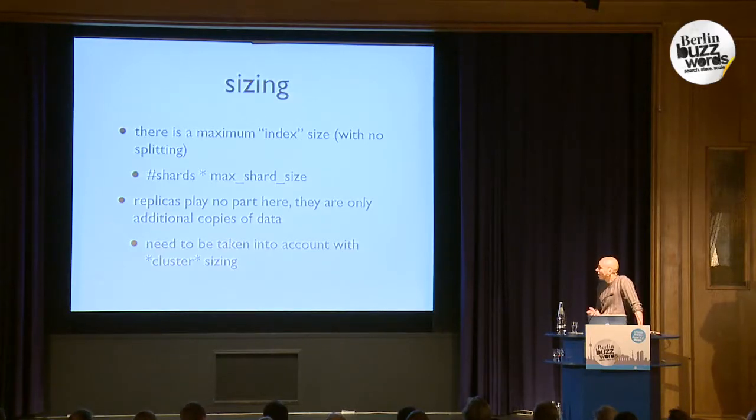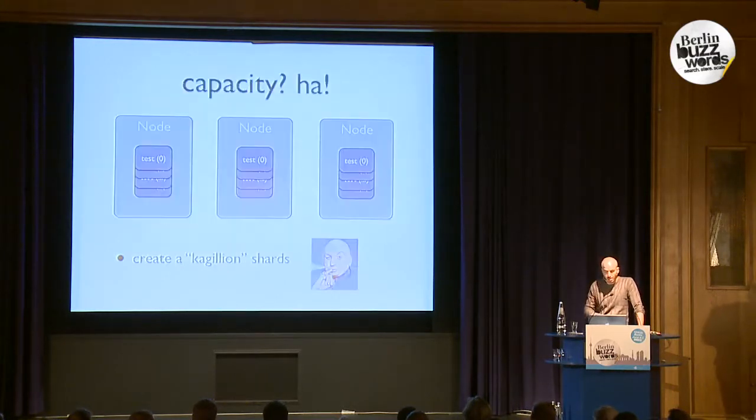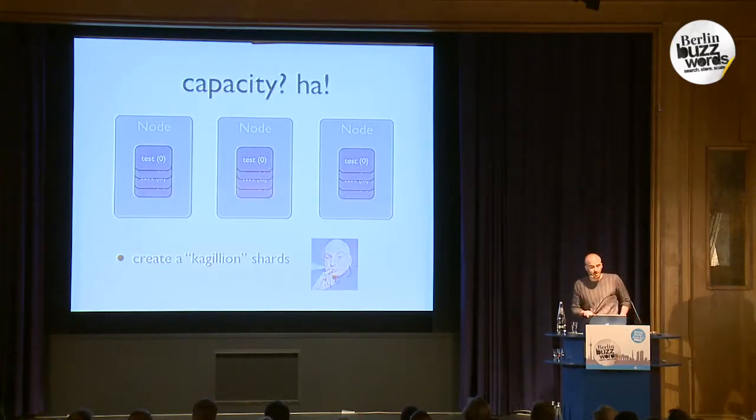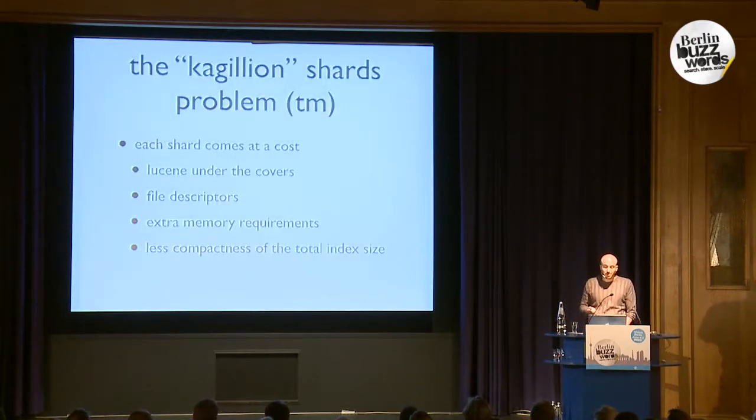So, up until now, we talked a bit about different aspects of Elasticsearch in terms of sizing and indexes and shards. And the first thing that you might say is, okay, there's problems with capacity. Let's create an index with a kajillion shards or something like that. And then we won't have any problems. Well, effectively, you do have a problem with a kajillion shards.